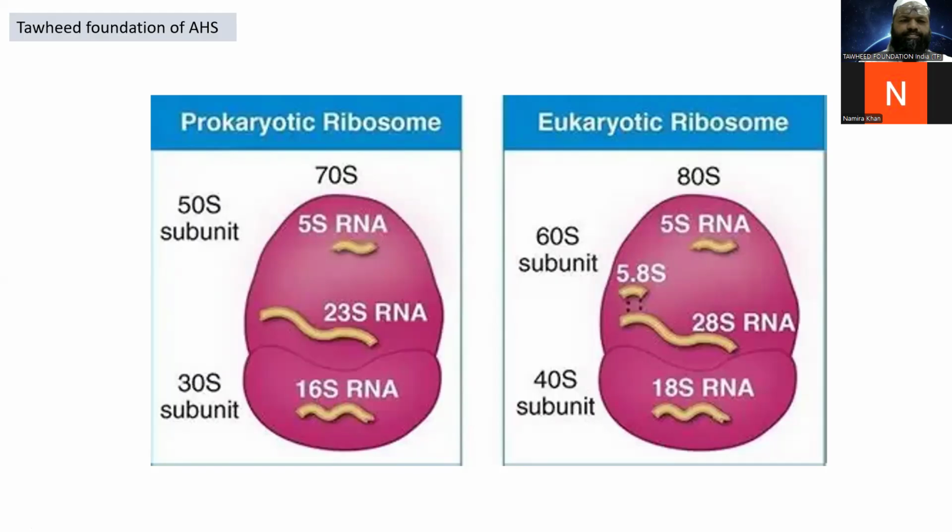The prokaryotic ribosome shows a simpler structure, reflecting its smaller size and fewer proteins and RNAs. The eukaryotic ribosome illustrates increased complexity and larger subunit sizes.